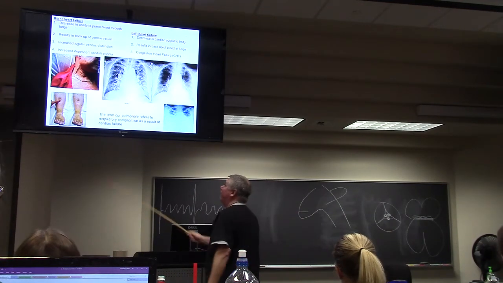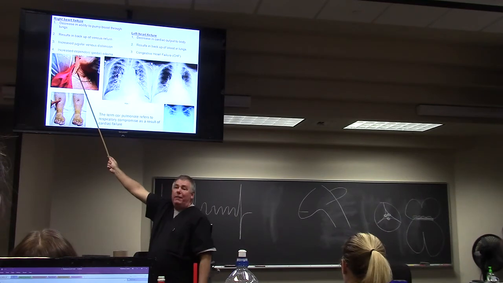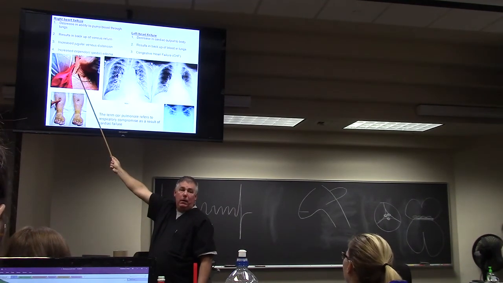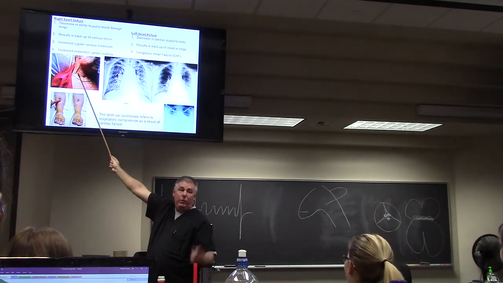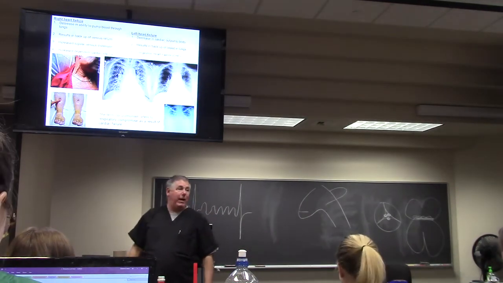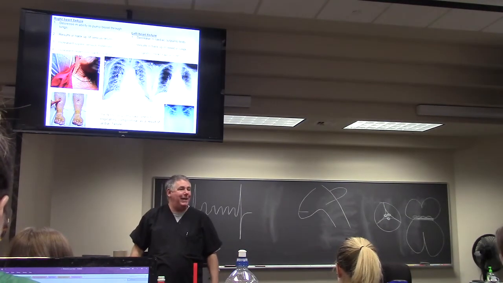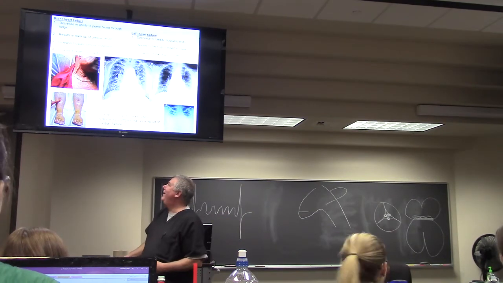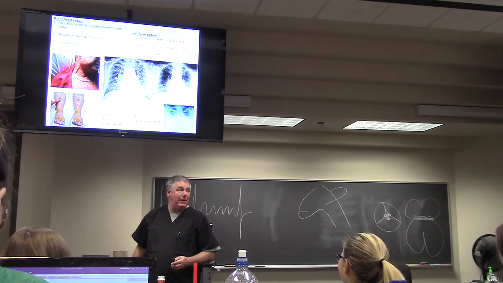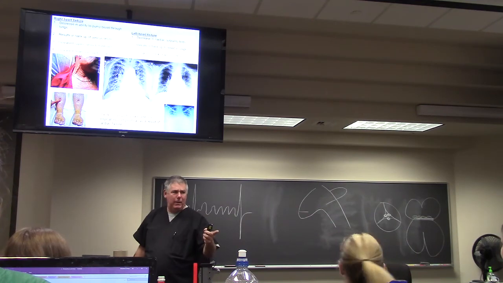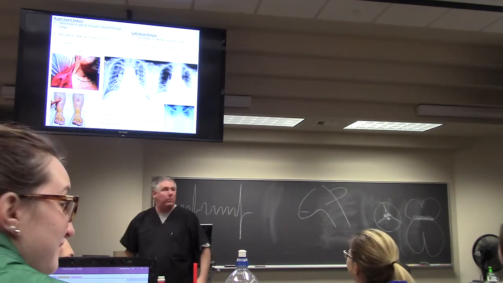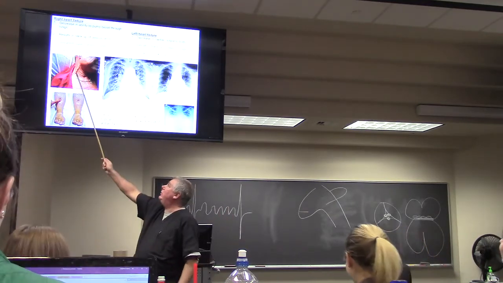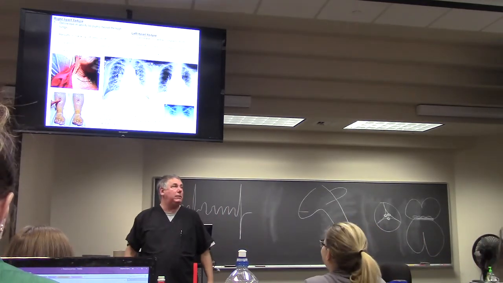Here you have jugular venous distension. What vein is that? It's the external jugular vein. So jugular venous distension is what that's called right there.